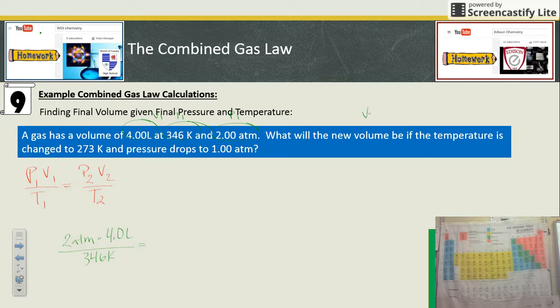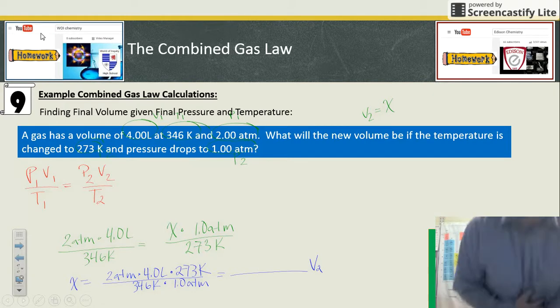So volume 2 equals X. Temperature is 273, so that's temperature 2. And pressure is 1 atmosphere, pressure 2. So the volume 2 is X times pressure 2, 1.0 atmospheres, divided by temperature, 273 Kelvin. I'm going to rearrange to solve for X by itself. It's pretty straightforward to do. X is going to equal 2 atmospheres times 4.0 liters times 273 Kelvin divided by 346 Kelvin times 1.0 atmospheres. And that will give us our final volume. Okay, you will solve that math.